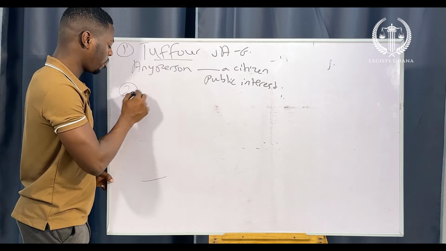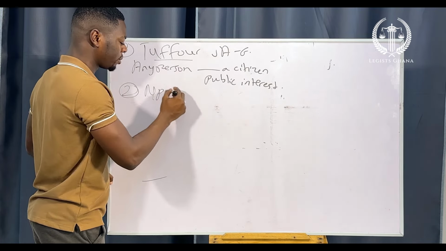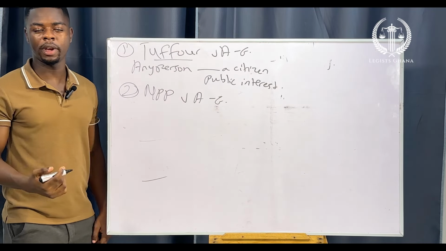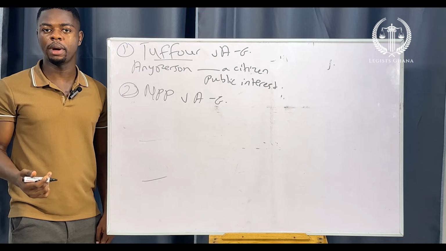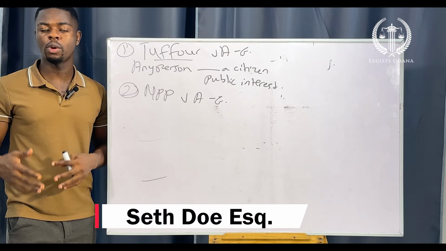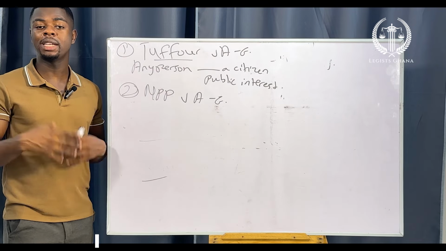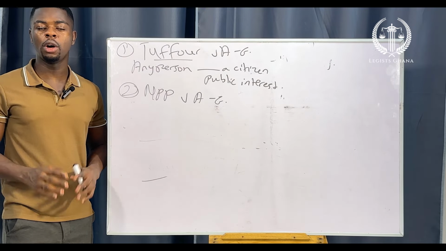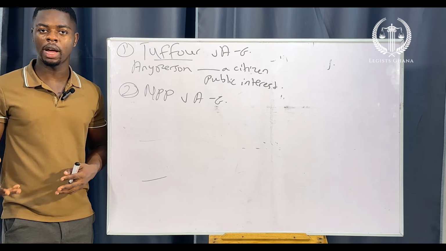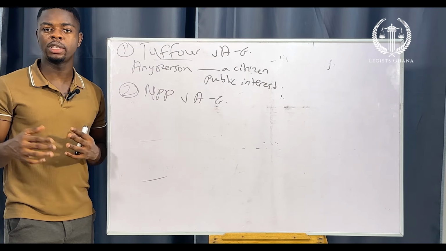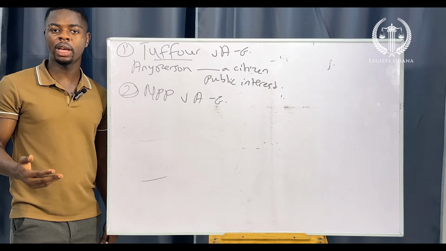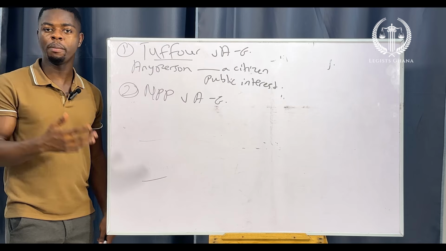The second case in point is the case of NPP versus the Attorney General. This particular case is referred to as the 31st December case. What simply happened was that there was a coup in the past on 31st December. Now, we are just giving the basic facts. So basically, there was a new Republican Constitution, that is the 1992 Constitution of Ghana. And the president at the time, President Rawlings, declared that 31st December will be celebrated as a public holiday to remember the coup.